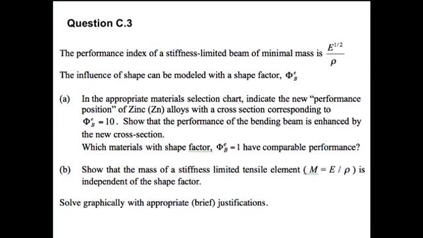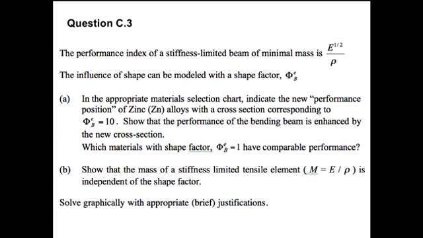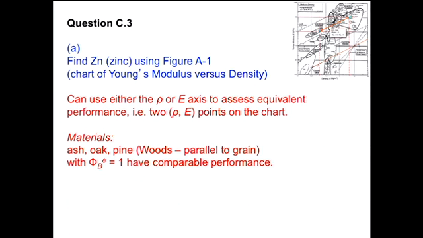We've got our standard performance index, we've got a shape factor, and then there's some questions to be asked. I'm just about out of time, so I'll zip through to the answers. Which materials with the shape factor equals 1 have compatible performance with the earlier material? Then B, show that the mass of a stiffness limited tensile element is independent of shape factor.